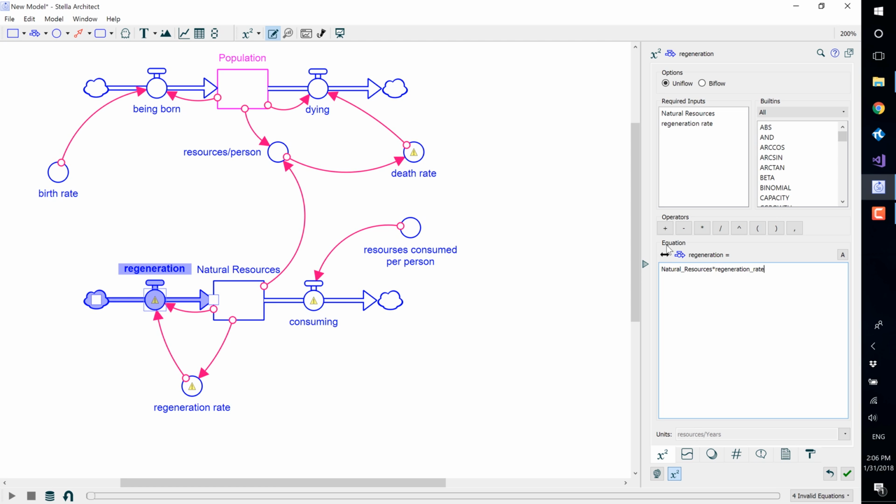Note that the model still has some undefined variables. We will define those in the next couple of lessons.